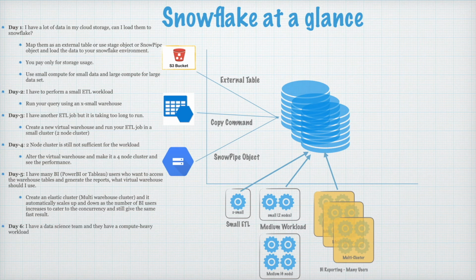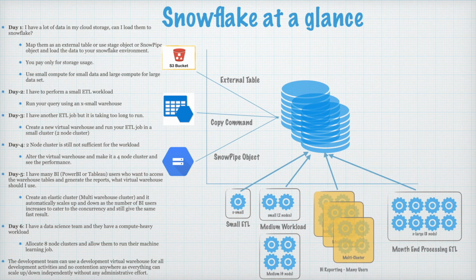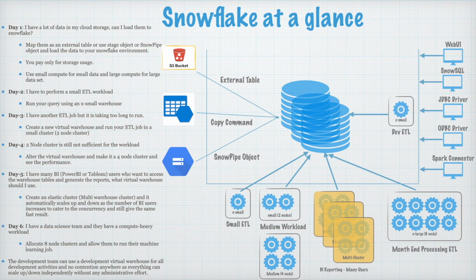I have a data science team and they have a compute-heavy workload. What should I do? Allocate an 8-node cluster and allow them to run the machine learning job. The development team can use the development virtual warehouse for all development activities and no contention anywhere, as everything can scale up and down independently without any administrative effort. So you can have your development ETL virtual warehouse and all your connectors or drivers can connect to that virtual warehouse to access the same data. So this is how Snowflake looks at a very high level.